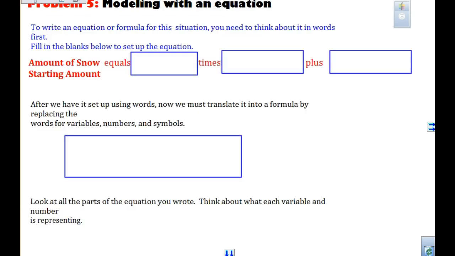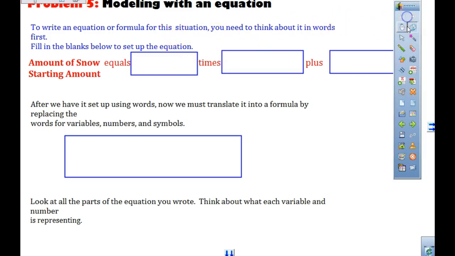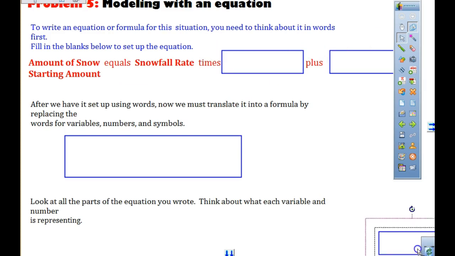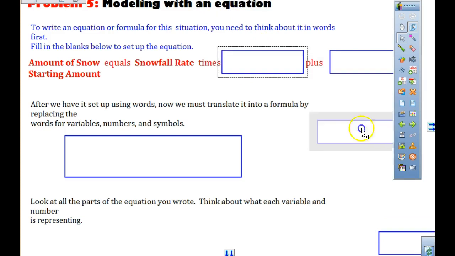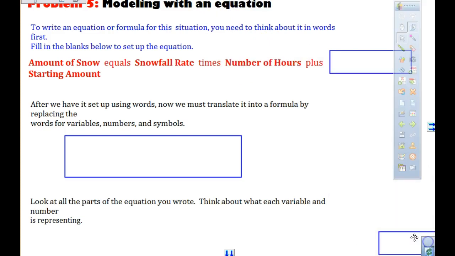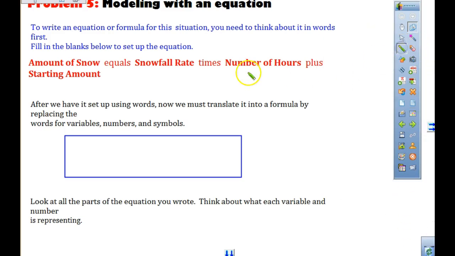So, we now want to write an equation. As we are writing equations, this is what I want. It says to write an equation or formula for this situation, you need to think about it in words first. A lot of times I'll ask you to write something in words. We want to fill in the blanks in your notes, which say the amount of snowfall equals the snowfall rate times the hours plus the starting amount.